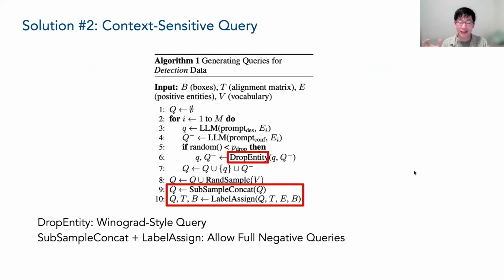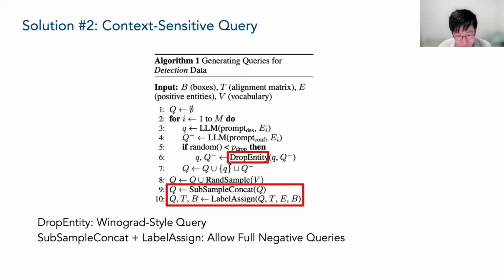So combining those two ideas together, this is the final algorithm for what we actually do when generating the queries. Basically the input is a picture and boxes. We're assuming we are generating queries from detection data. So in that case, what you get is a list of the vocabulary of that detection dataset, and you also know what entities appear in the image. And you also have the alignment between those boxes or regions and the positive entities.